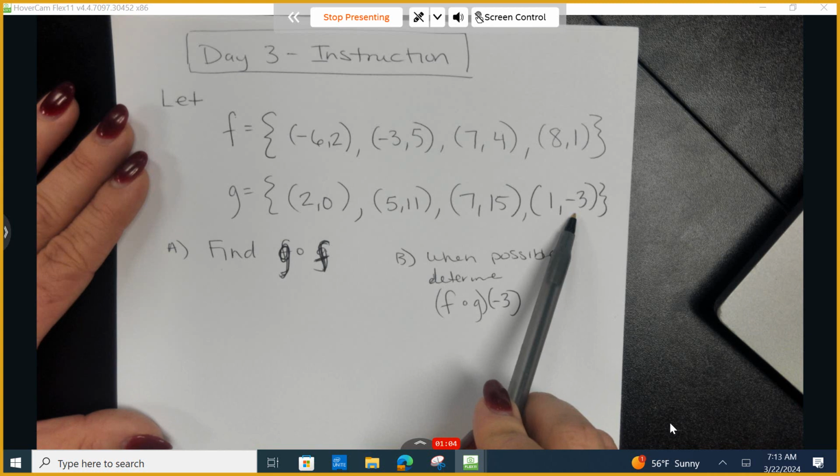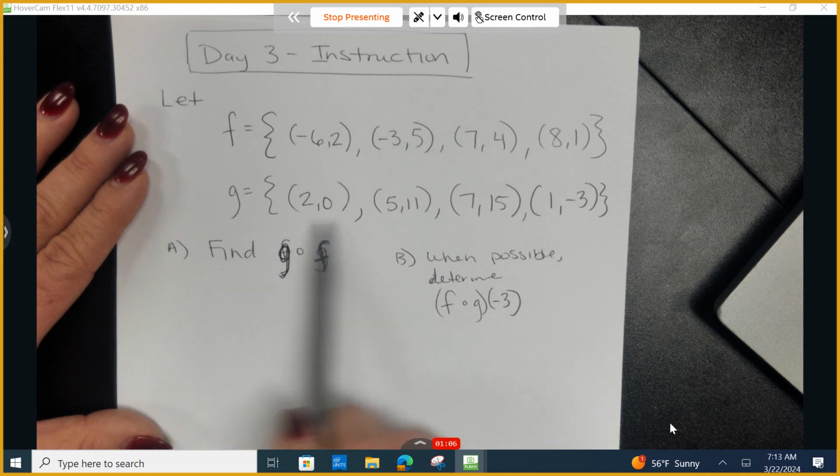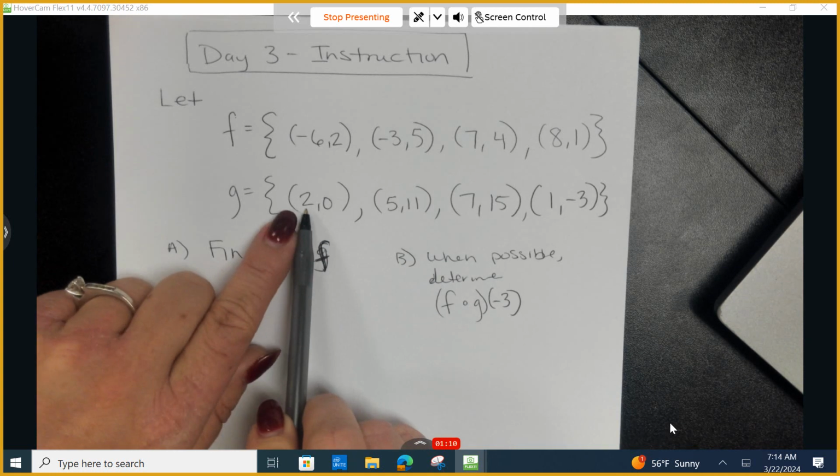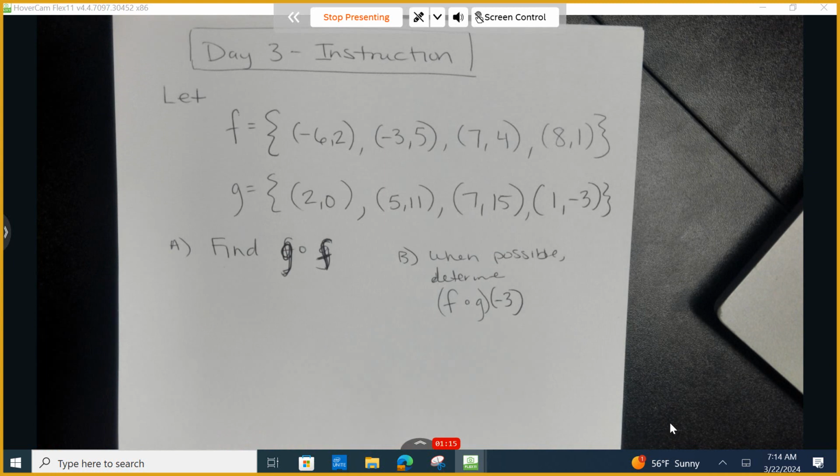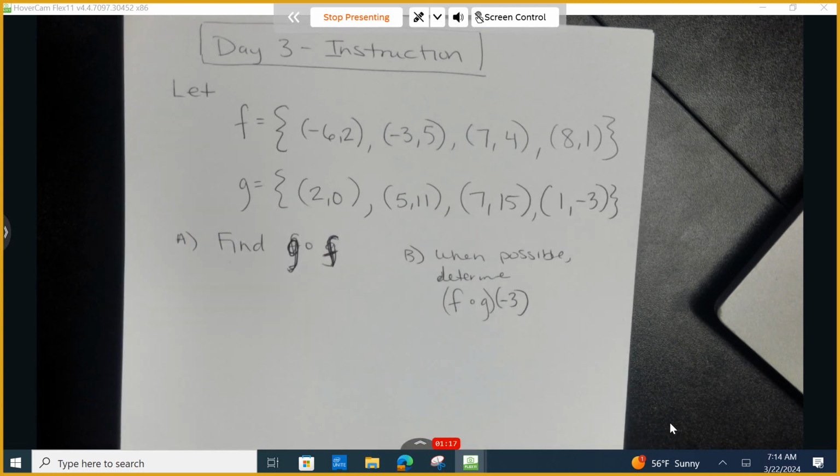Is this a function? Is g of x a function? Does it have input and output values? I can quickly tell if it's a function if I look at the x values and they never repeat. Good, it's a function. Is it considered one-to-one? It is.